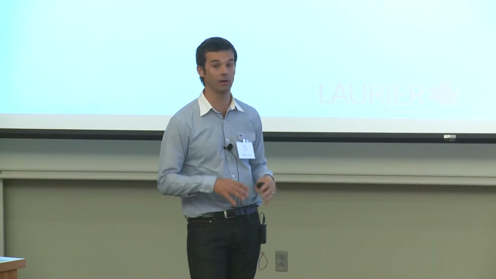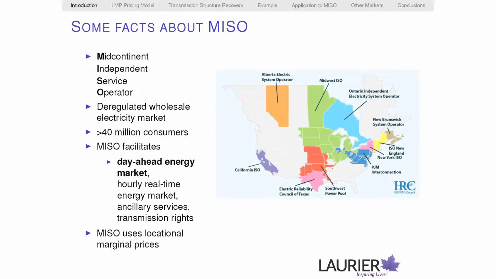With that in mind, I'll start by looking at the Midcontinent ISO, this particular electricity market, and what locational marginal pricing means there. A little bit of tutorial before going into a more rigorous model of what LMP pricing means, and then go through our transmission structure recovery algorithm, and then present a brief toy example and look at some empirics and how this might be applied to other markets.